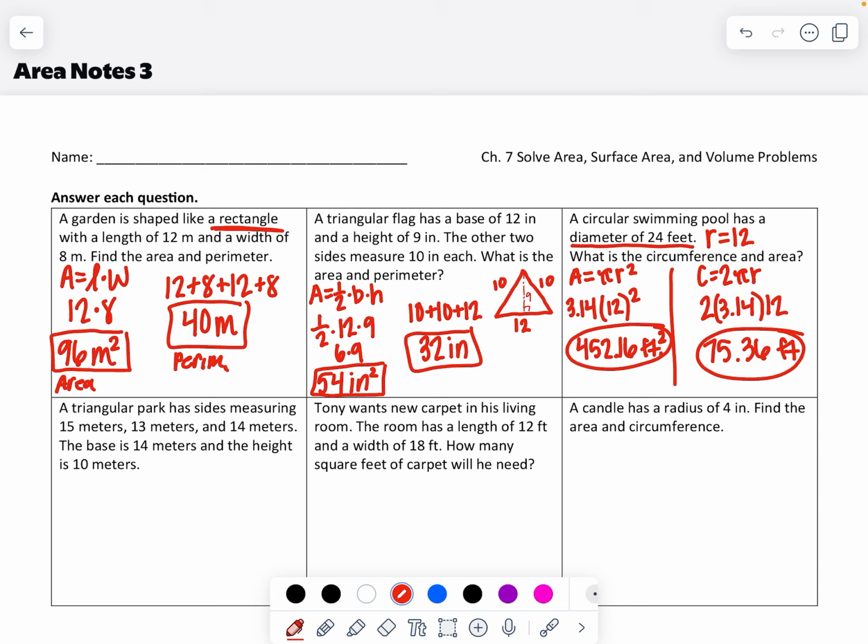So the next 3 questions are pretty much the same thing. So if you wanted to pause the video and try them on your own, you could, and then fast forward to see if you got them correct. But if you're still struggling, then just pay attention.